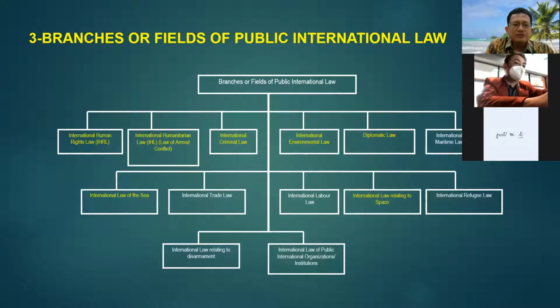There are several branches of international law. Firstly, international human rights law, international humanitarian law, international criminal law, that is the origin of pidana, and international environmental law, diplomatic law, international space law, the law of the sea, the law of war, and so on. Refugee law, for example.